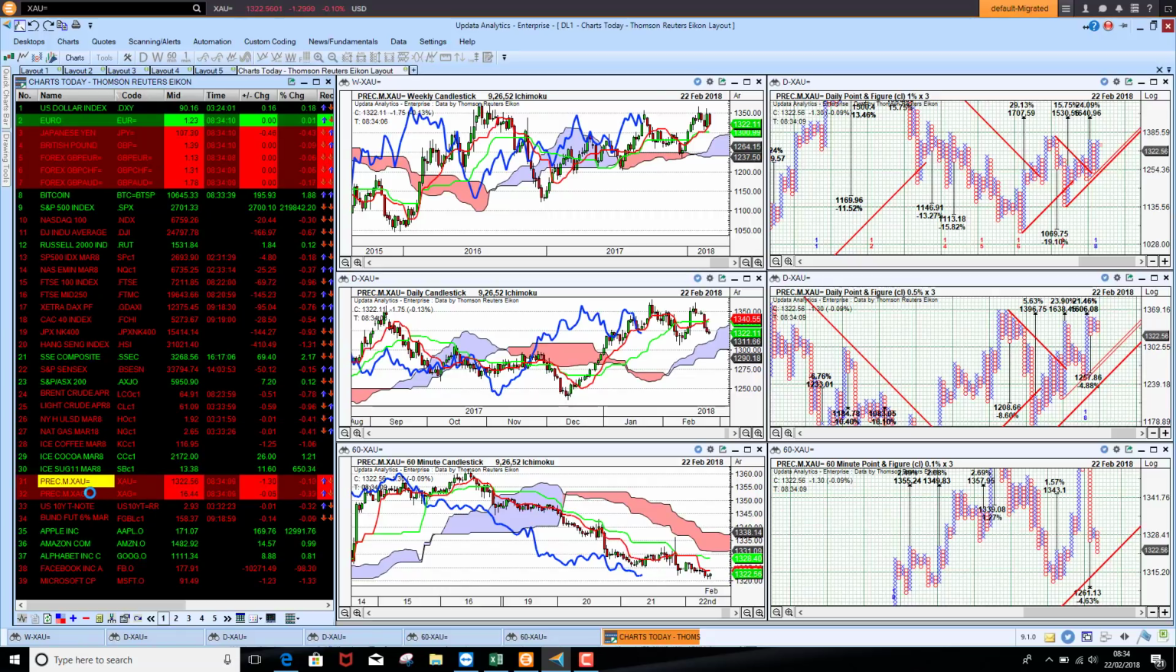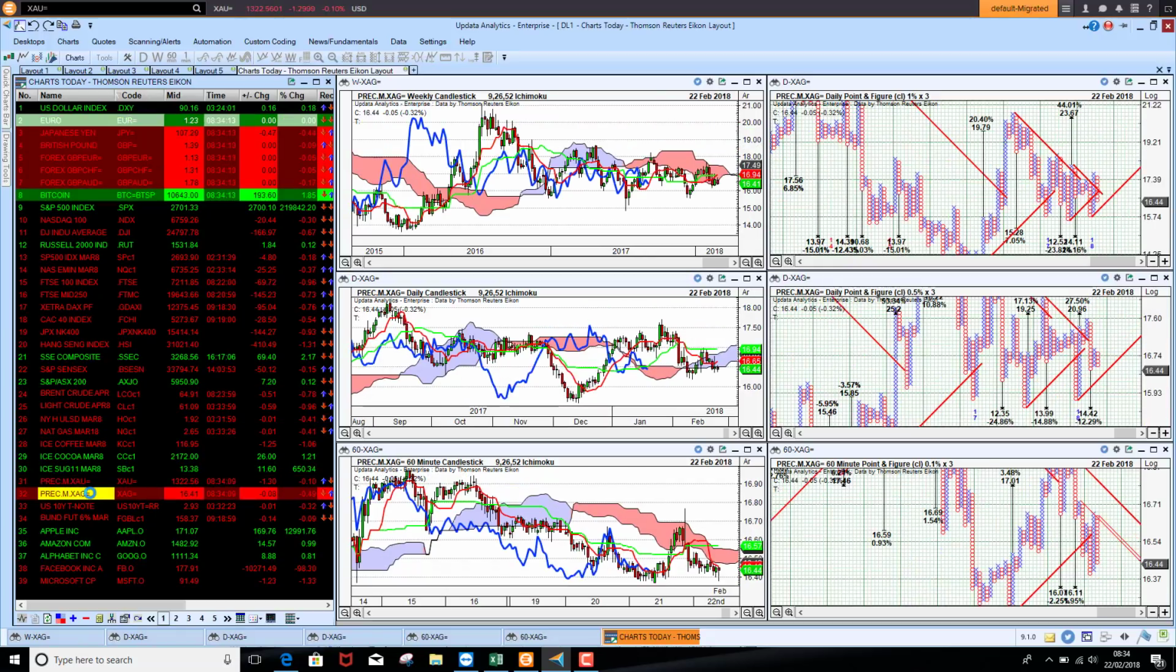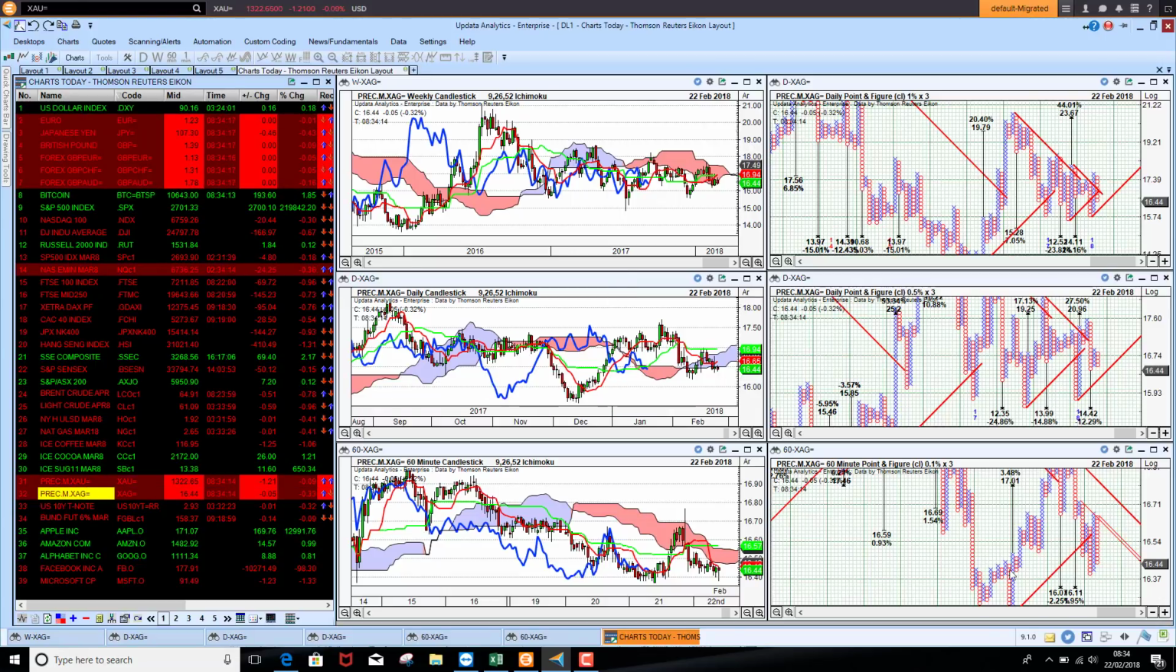Silver, also bearish below the cloud, as you might expect, following gold, and looking less good on the medium and long-term charts. We do have some downside targets here of some 2% as well.